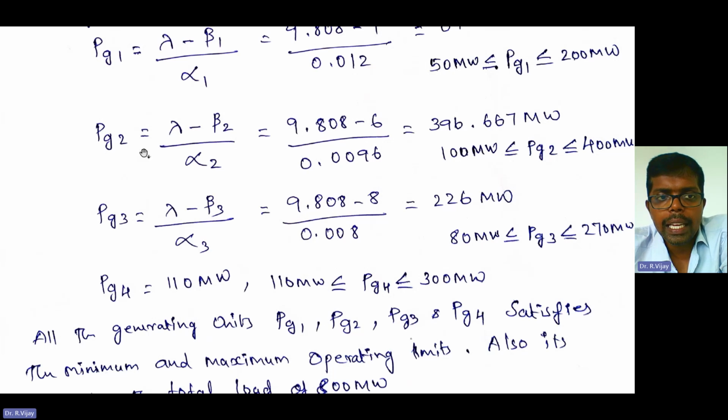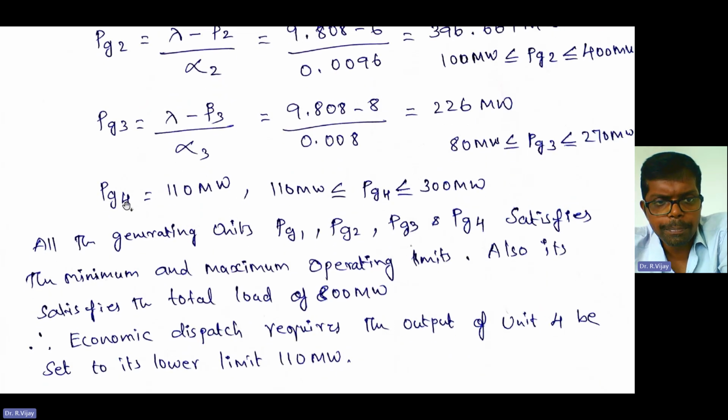Similarly, PG2, whatever we calculated as 396.667 megawatt, is also within the minimum and maximum operating limits, that is within 100 and 400 megawatt. Next, PG3, whatever we calculated as 226 megawatt, is also falling within the minimum and maximum operating limits, that is 80 megawatt less than or equal to 270 megawatt. So it is within the limits. Similarly, PG4 should also be within the limits, because we fixed it, so by default it is within the minimum and maximum operating limits.